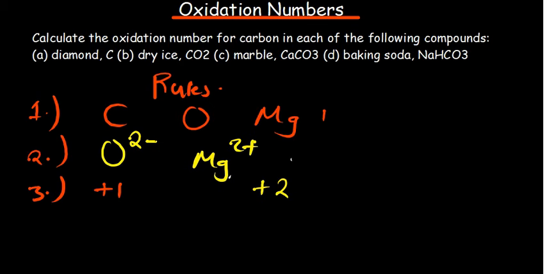Now the oxidation number of oxygen in a compound is typically minus 2. Oxygen in a compound. Okay. Number 5, the oxidation number of hydrogen is typically positive 1 in a compound. Very simple. Number 6.